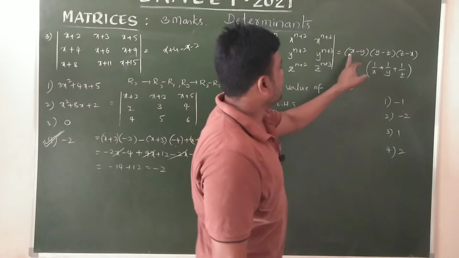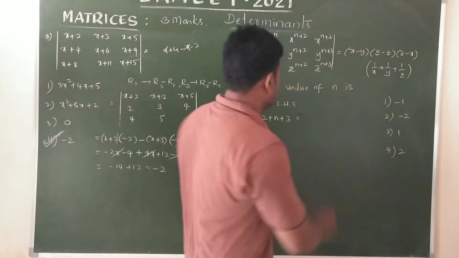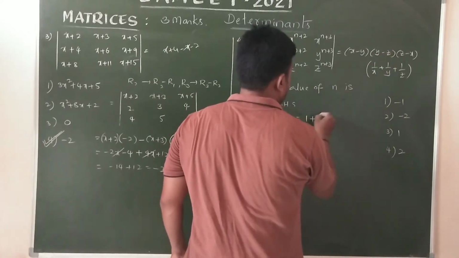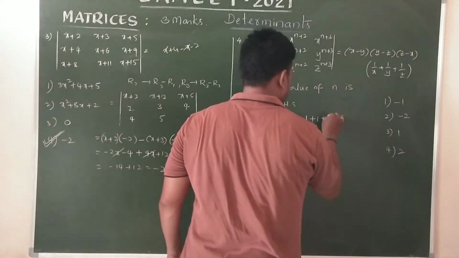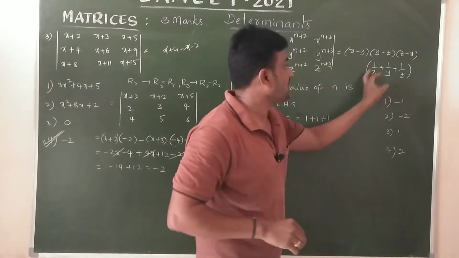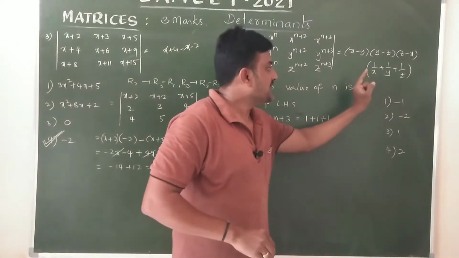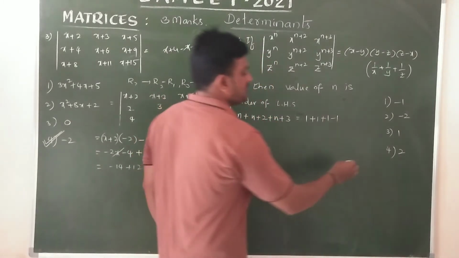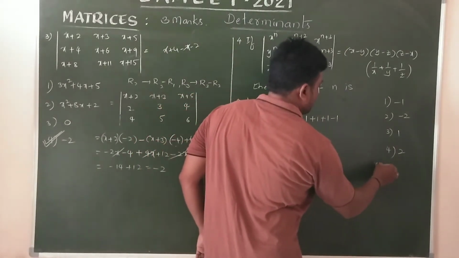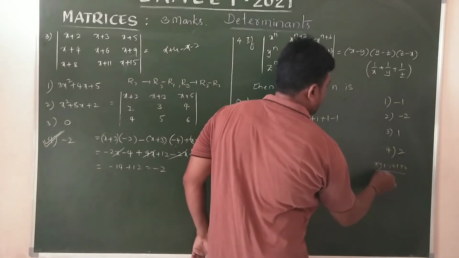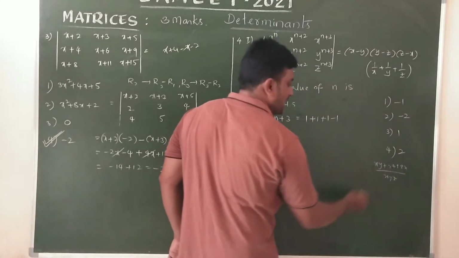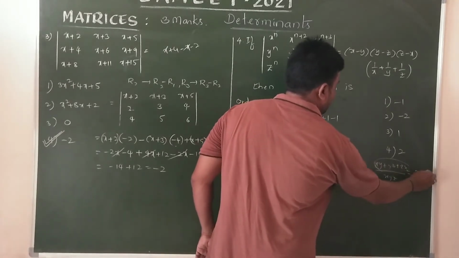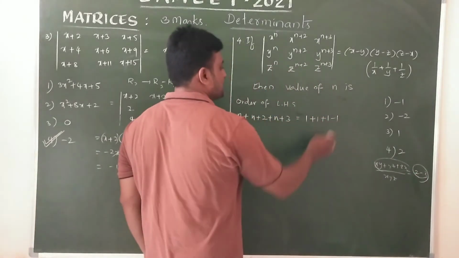Now on this side, the order of the first expression is 1. The order of the second expression is 1. The order of the third expression should be minus 1, because here we have (xy plus yz plus zx) by xyz, yes or no? Here the order is 2, here 3. So 2 minus 3. Okay. That's why it is minus 1.